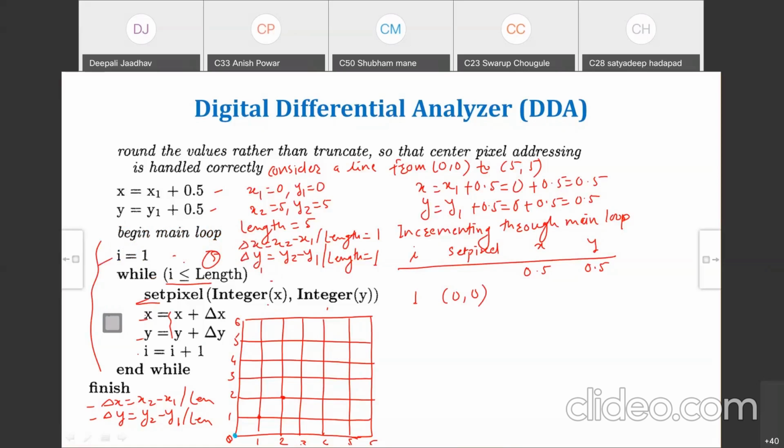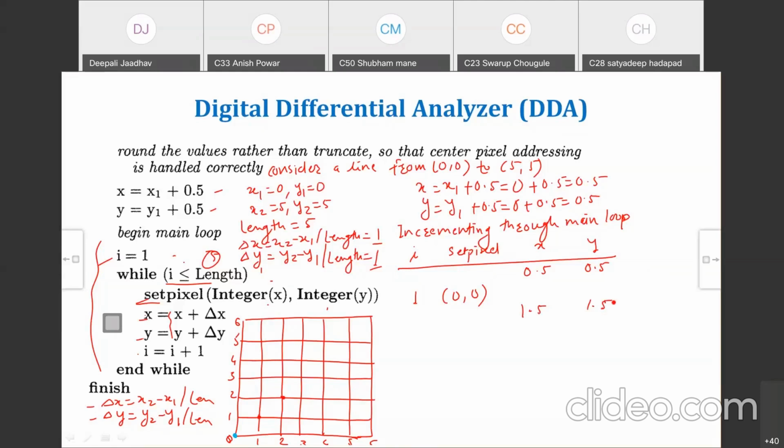Now the next one. After that, next x is equal to x plus delta x, y is equal to y plus delta y. So what is the previous value of x? 0.5. What are delta x and delta y? 1, 1. Delta x and delta y both are 1. So x plus delta x becomes 1.5, and y becomes 1.5.